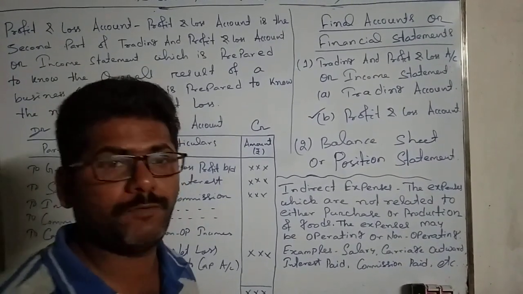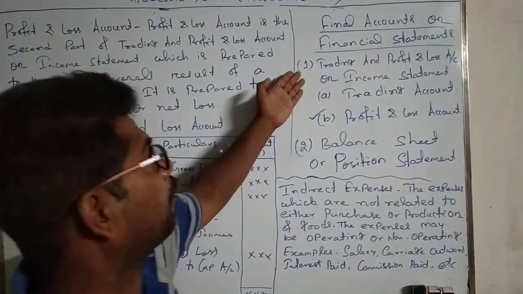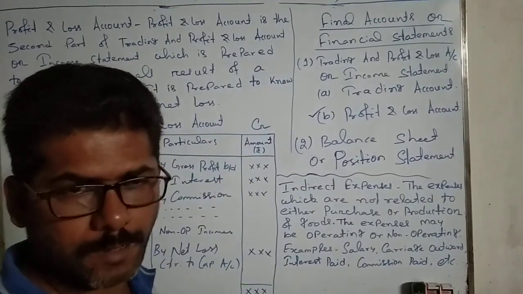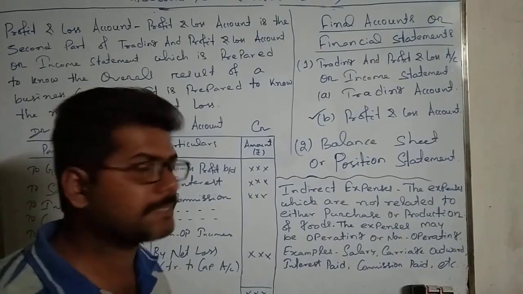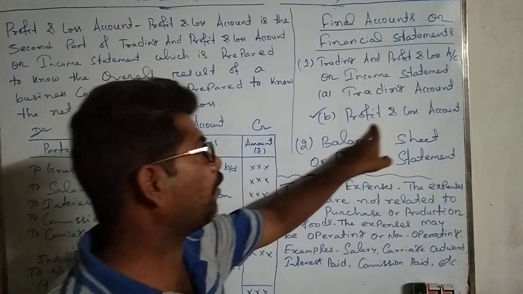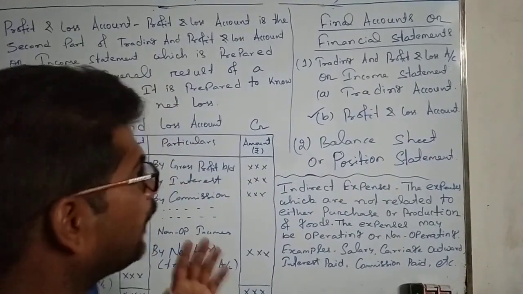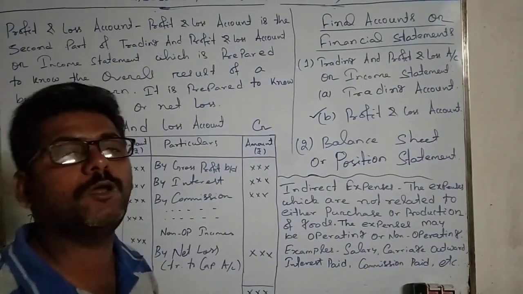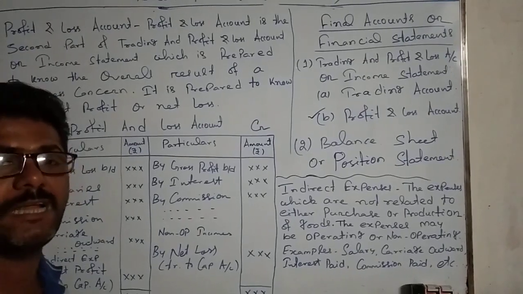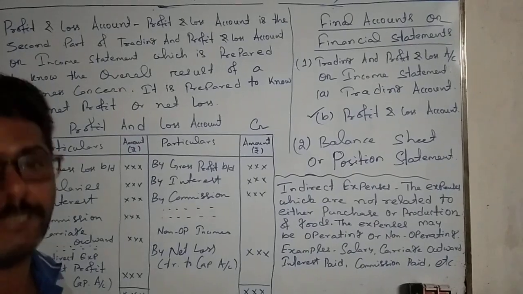In the previous class we have already discussed the trading account, which was the first part of the income statement, or trading and profit and loss account. In this class we will discuss the second part of the income statement, that is the profit and loss account. This account is prepared to know the overall result of the business concern. That means the result of all the operations undertaken throughout the year.